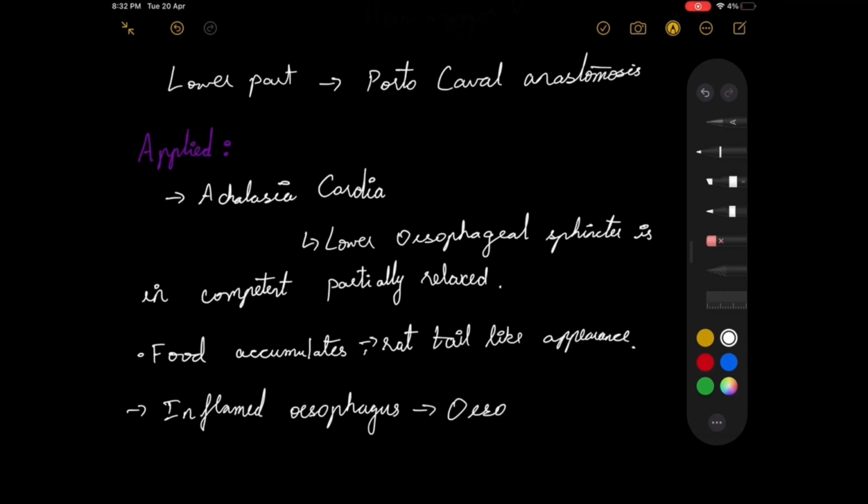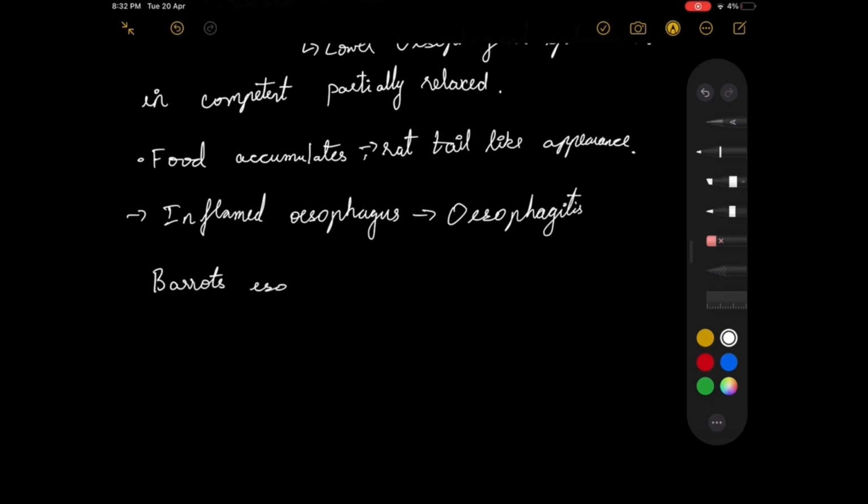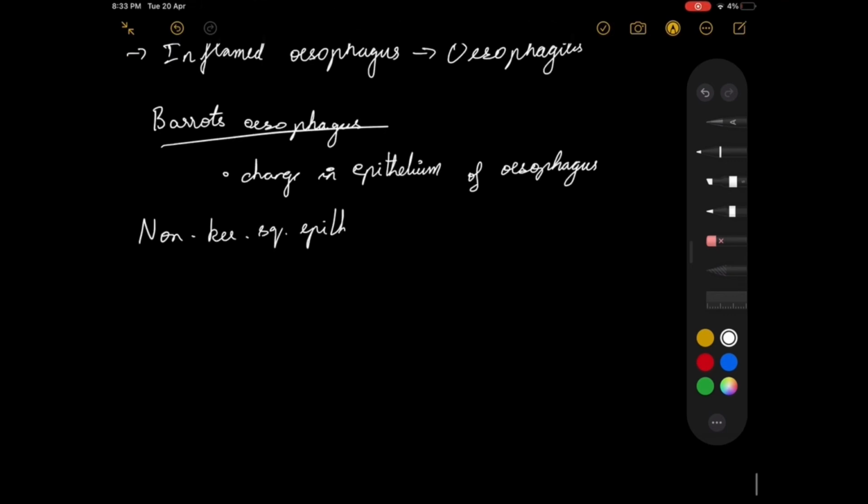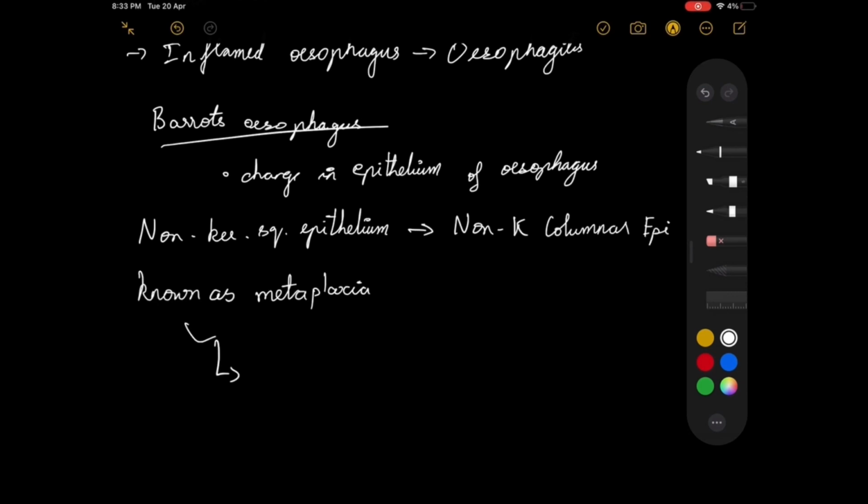The inflamed esophagus is known as esophagitis. Another important thing is Barrett's esophagus. In this, there is a change in the epithelium of the esophagus. The non-keratinized squamous epithelium normally present turns into columnar epithelium. This is known as metaplasia. It is due to chronic exposure to gastric acids.